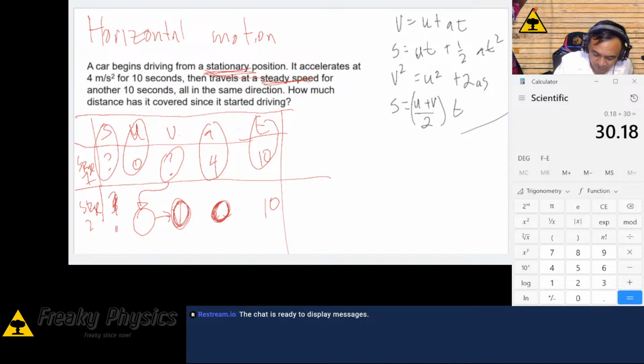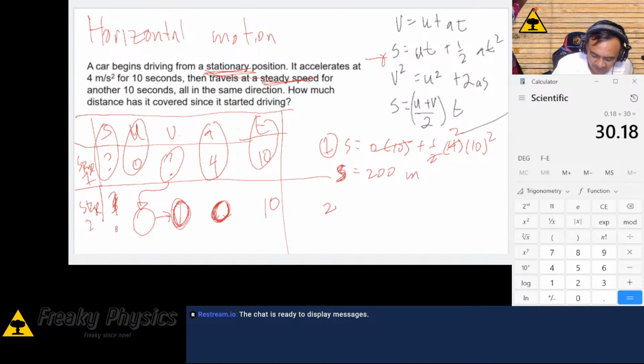Which one has SUAT? It's this one. So for part 1 we use s equals 0 times 10 plus 1/2 times 4 times 10 squared. That's going to be 0, that's going to be 2, that's going to be 100, so it gives us 200 meters. Okay? s is equal to 200 meters.